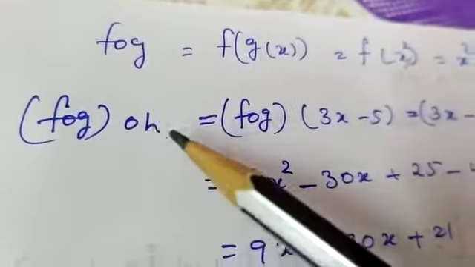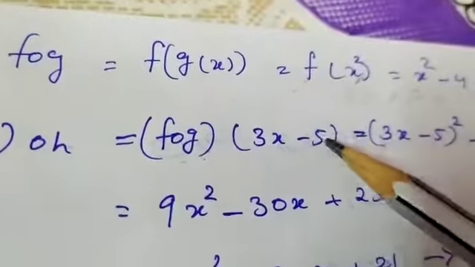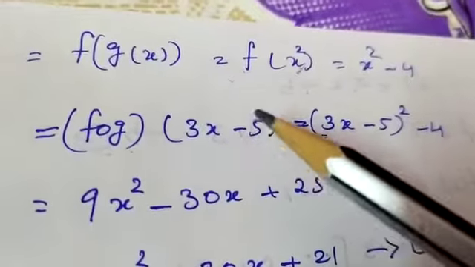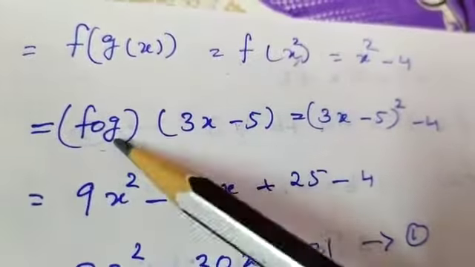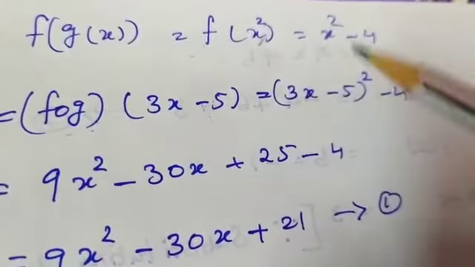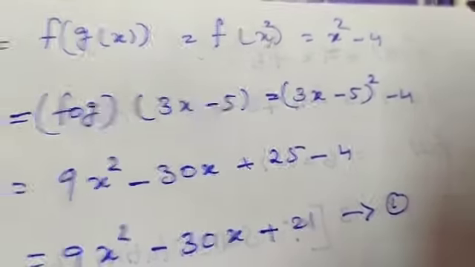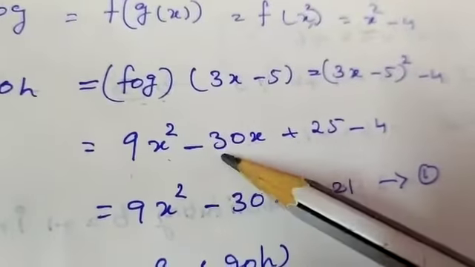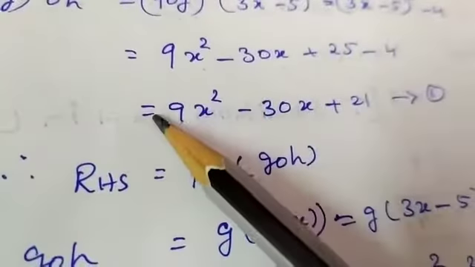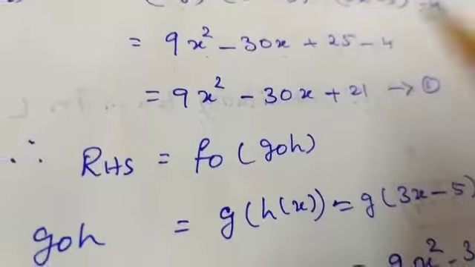Then I'll multiply it with dash h, that is f dash g into h of x, that is 3x minus 5. Then I'll put this 3x minus 5 in the place of x in f of g, that is x square minus 4. I'll put this value in the place of x, that will become 3x minus 5 the whole square, minus 4 will be the same, then it will become 9x square minus 30x plus 25 and the 4 will be here. Then I'll take 9x square minus 30x plus 21. This is my first equation.